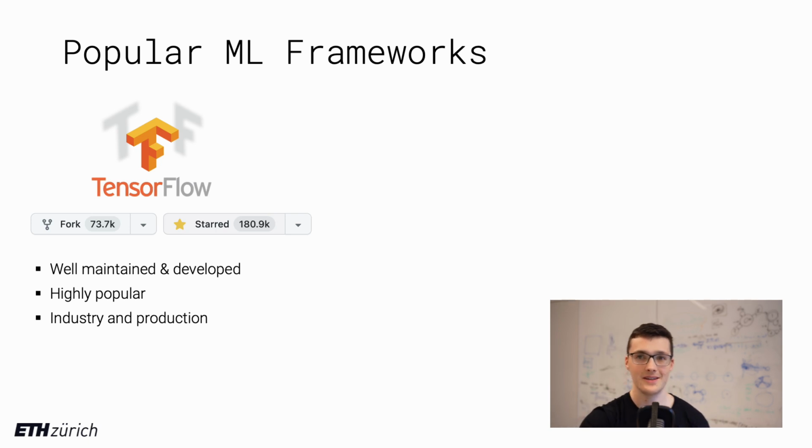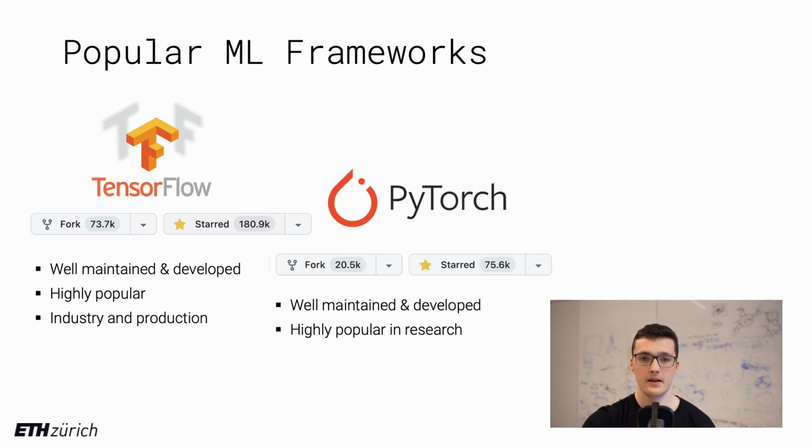Now I already teased you with Torch being a very popular machine learning framework in research. There are also certain other frameworks. For example, there's TensorFlow, which is mostly developed and maintained by Google. It's very well developed, it's very popular, and it's specifically popular in industry and production, I would say. Then there's PyTorch, which is mostly maintained by Meta. It's highly popular in research. I would say it's the most popular within research at the moment, so most papers are published with it.